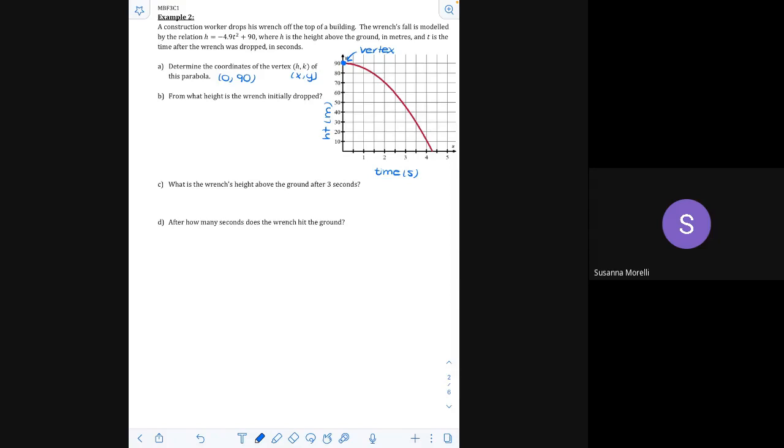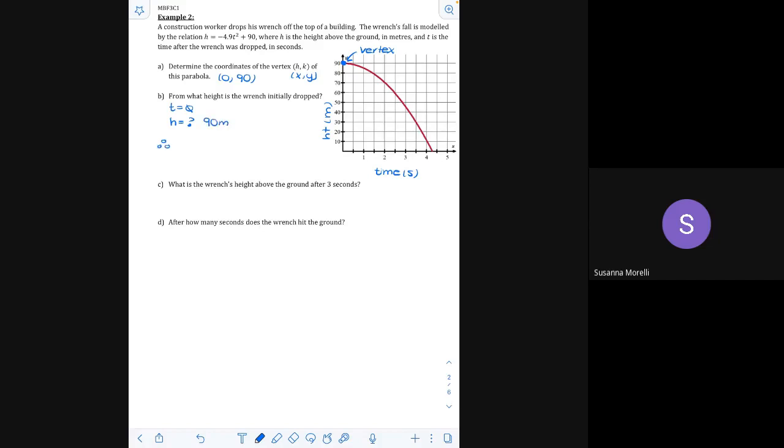Okay, so the next question, from what height is the wrench initially dropped? That occurs at time 0, right? So the wrench is dropped, and this models the fall of the wrench. At time 0, that's when the wrench is dropped, and they want to know the height. Well, if you look at the graph, the height there would be 90 meters.